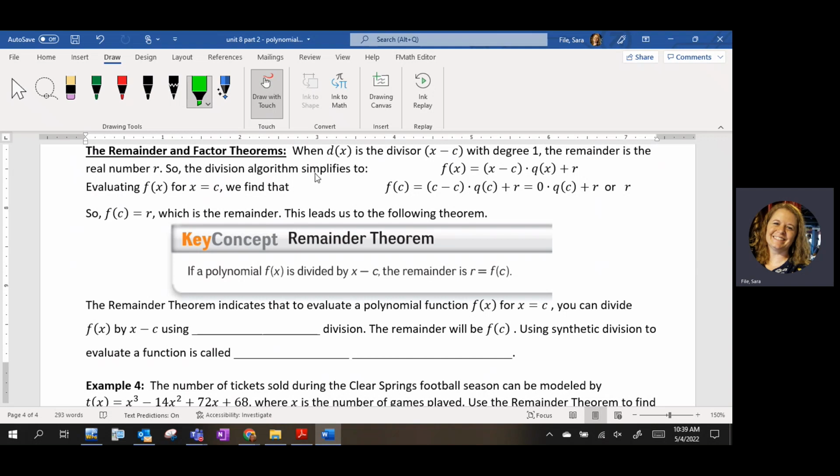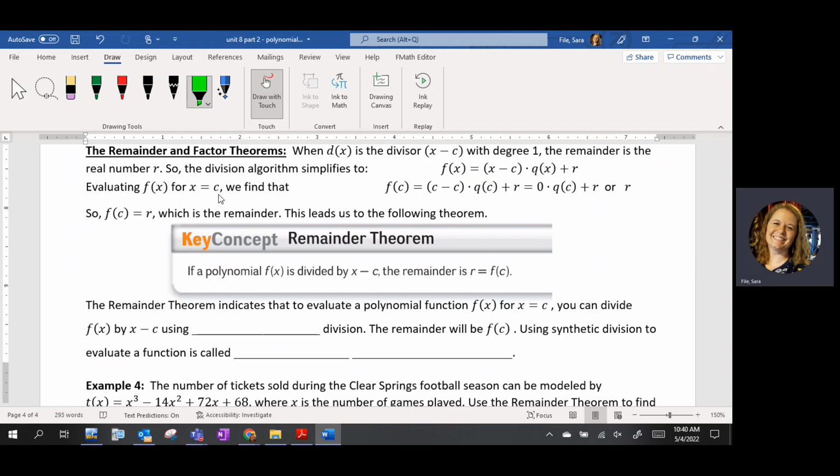Okay, so the remainder and factor theorems. Theorems and rules in math often are worded very confusingly. So the wording of this is saying that if your divisor, d of x, that's function notation for the divisor, is x minus c, with degree 1, that just means it's to the first power, then the remainder is r. So that means f of x is x minus c times q of x plus r. That means the function is the divisor times the quotient plus the remainder, which is what we said earlier in the notes.